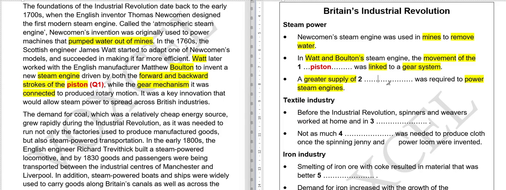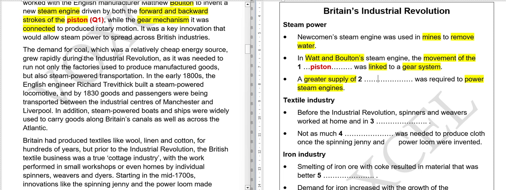So you should require something that can be used to generate steam, because if you want to run steam engines, you require steam for that. So here there should be something that can be used to generate steam. All right, let's see. It was a key innovation that would allow steam power to spread across British industries. The demand for coal, which was a relatively cheap energy source, grew rapidly during the Industrial Revolution, as it was needed to run not only the factories used to produce manufactured goods, but also steam powered transportation.